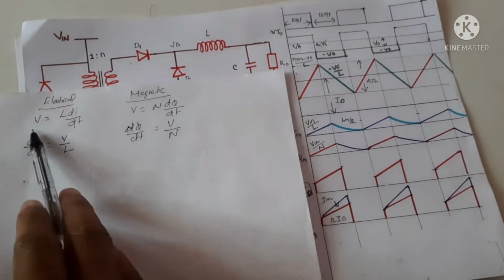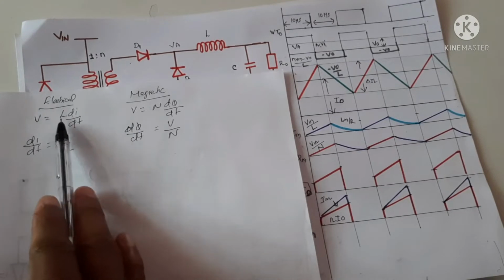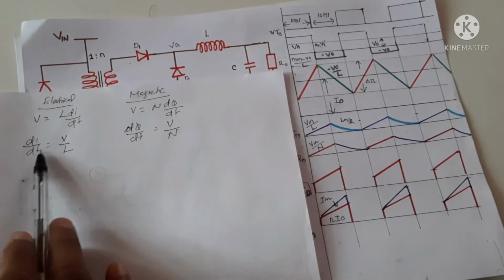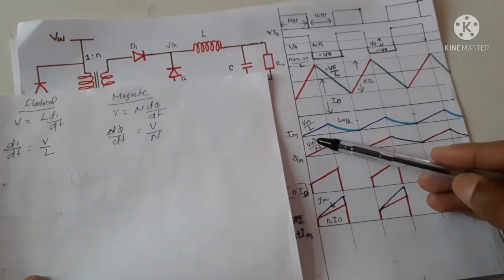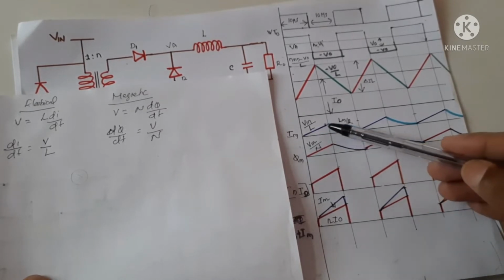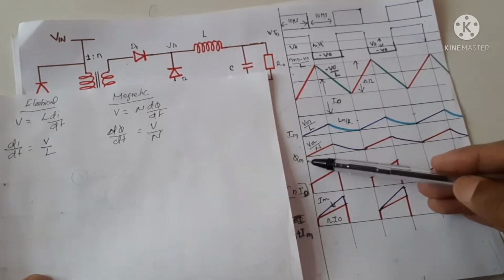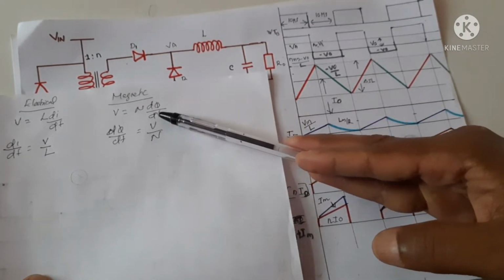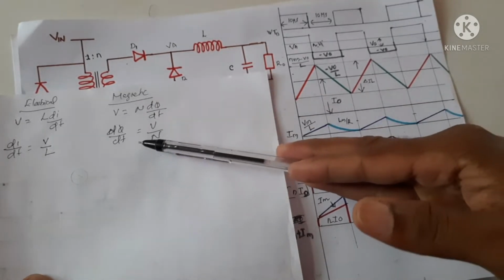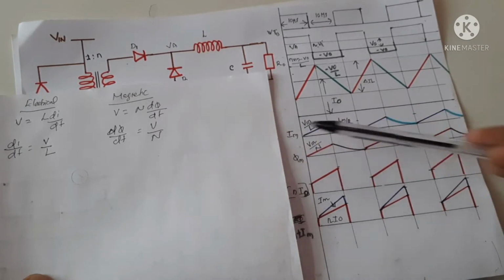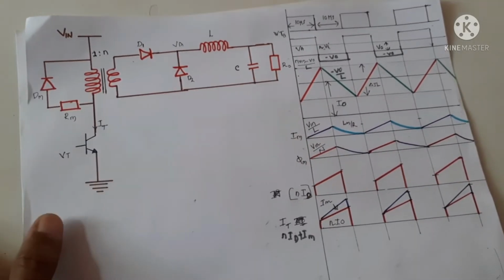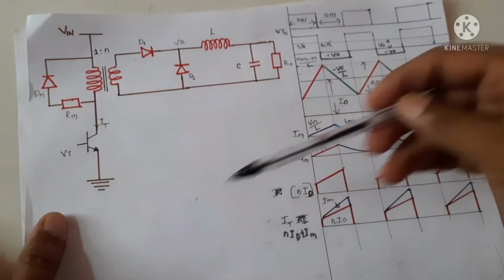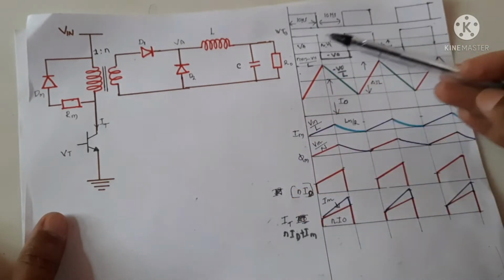As we know, the voltage across an inductor is given by L into di by dt, or di by dt is equal to V by L. So the rate of change of current is given by V by L. And in magnetic terms, voltage is equal to N into d phi by dt, so the change in flux is given by V by N. Now, if we consider that we are not connecting any load, only magnetization current will flow through this for 10 microseconds.